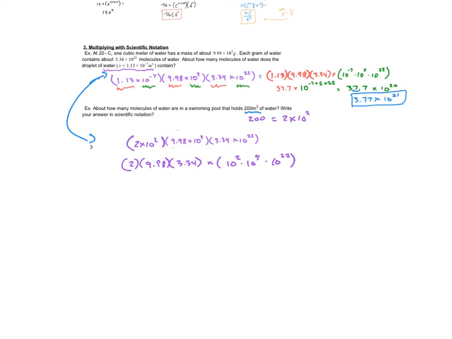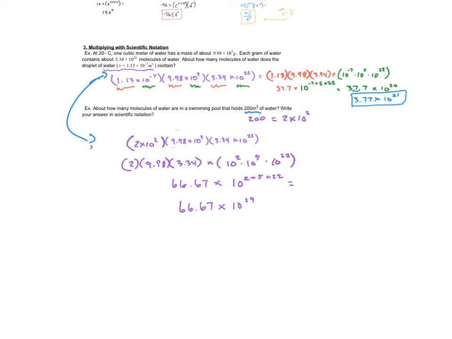Okay, so when we multiply all this out, we end up with 66.67 times 10, like bases. So we add our exponents, 2 plus 5 plus 22. And we end up with 66.67 times 10 to the 29th.